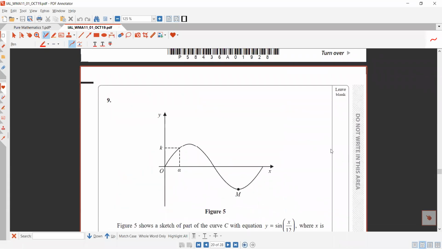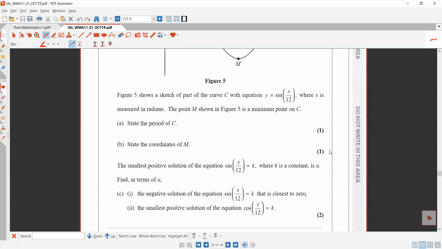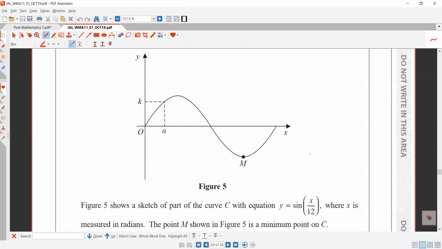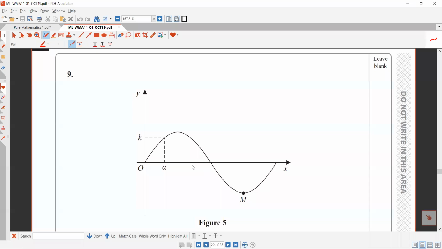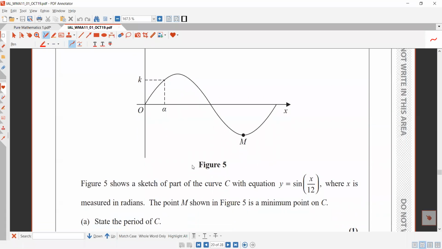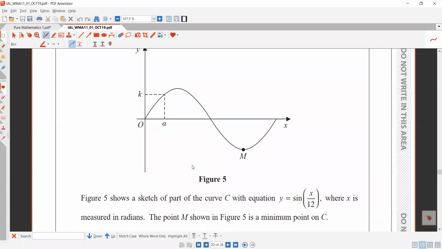Okay, I think this was a tough question. I have a hard time doing this. Okay, no problem, let's try. They said figure 5 shows a sketch of part of the curve C with equation y equals sine of x by 12, where x is measured in radians. The point M shown in figure 5 is a minimum point on C.